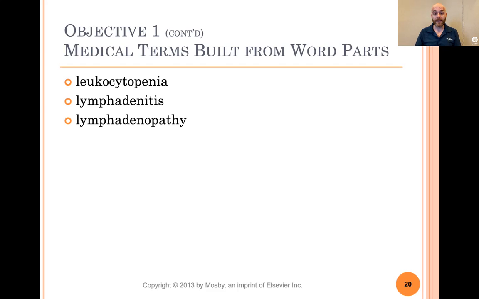Lymphadenopathy would be a disease of the lymph node or the lymph system. Lymphoma is a cancer of the lymph nodes or the lymphatic system. And as you can imagine, that spreads pretty fast.